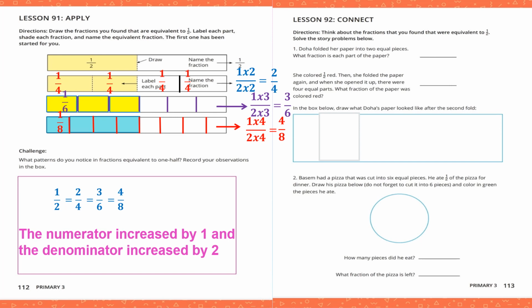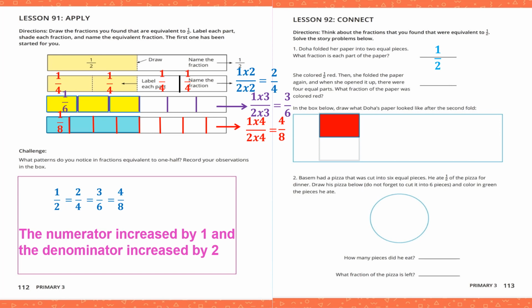Lesson 92. Solve the story problems. Number 1. Duha folded her paper into 2 equal pieces. What fraction is each part of the paper? If this paper, I folded it into 2 equal pieces, like this. So the fraction of each part is what? Here I have 2 parts. So it means each part is called 1/2, 1 over 2.